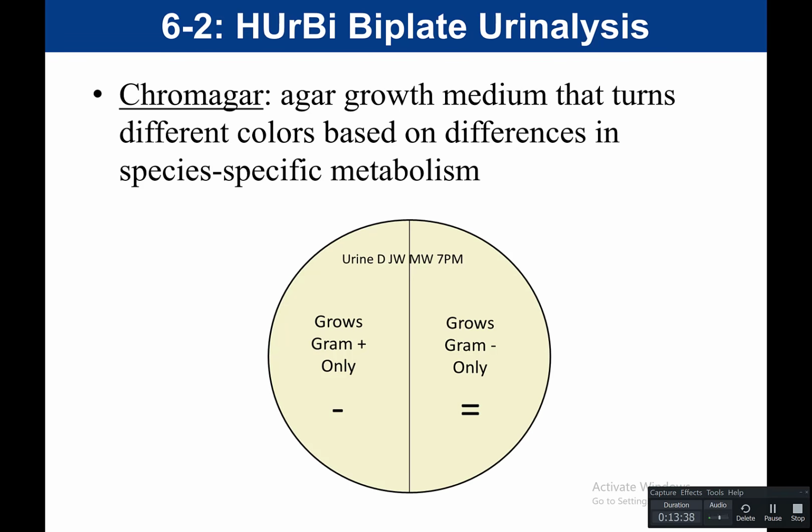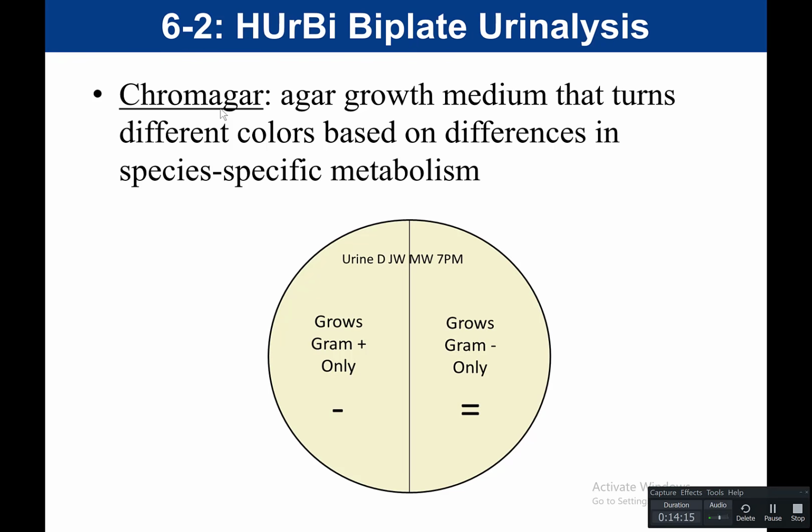So you want to know for your Kirby biplate that this type of agar is referred to as chrom agar. And this chrom agar is agar growth medium that turns different colors based on differences in species-specific metabolism, meaning that you're going to end up with these different color colonies on the plate, and those different color colonies are going to tell you what type of bacteria it is presumptively. So again, it's not conclusive, but with about 95% confidence, it's that type of bacteria.